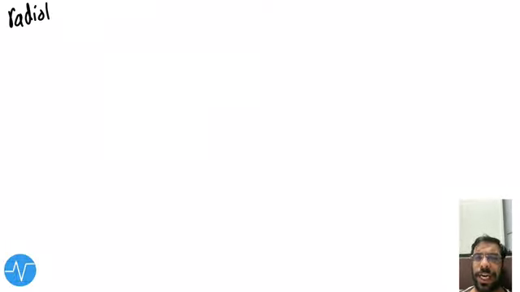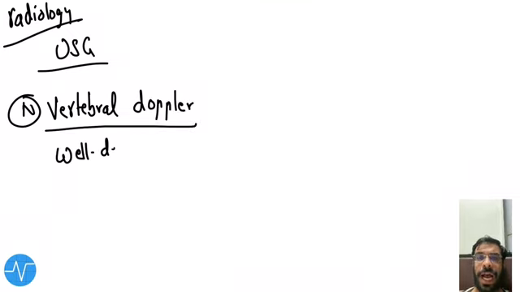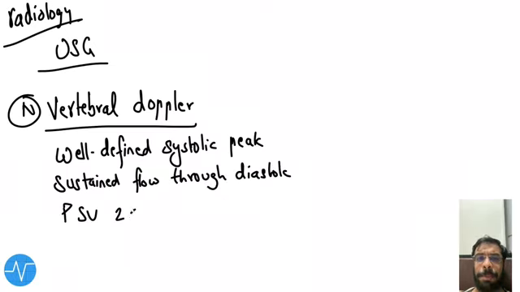Now let's discuss the radiological features. USG is a very important initial step. What is the normal vertebral artery Doppler? There will be a well-defined systolic peak. Sustained flow will be seen in diastole, and the PSV, or peak systolic velocity, will be 20 to 60 centimeter per second. Let's draw the diagram.